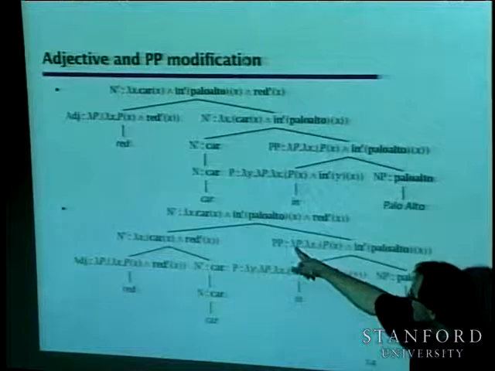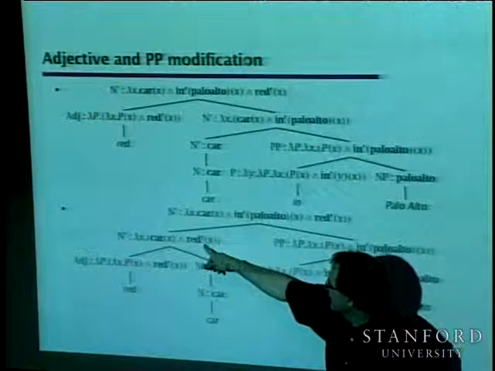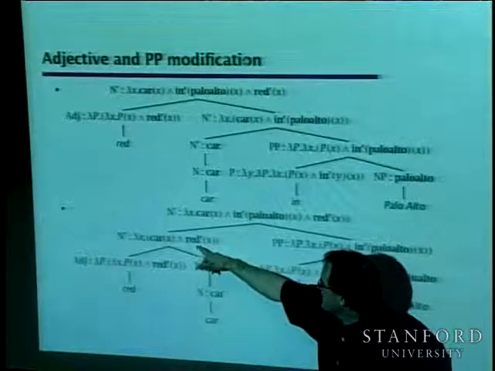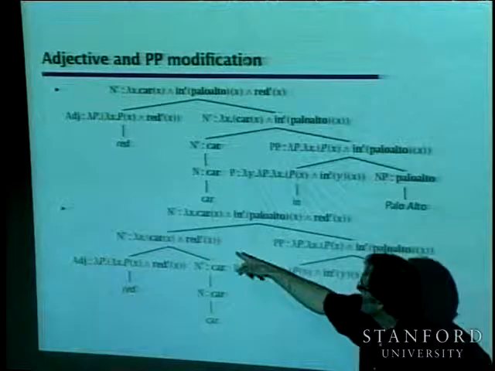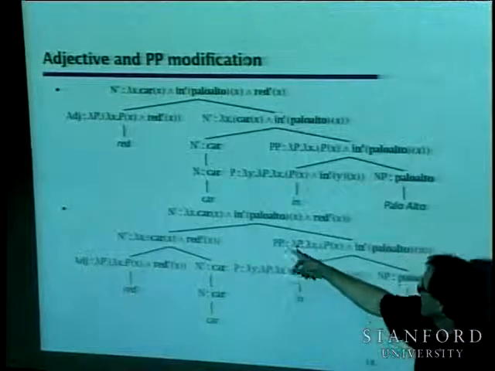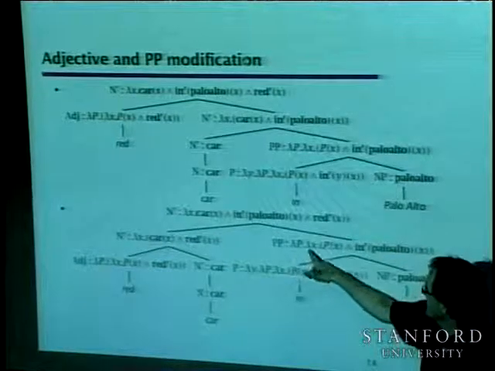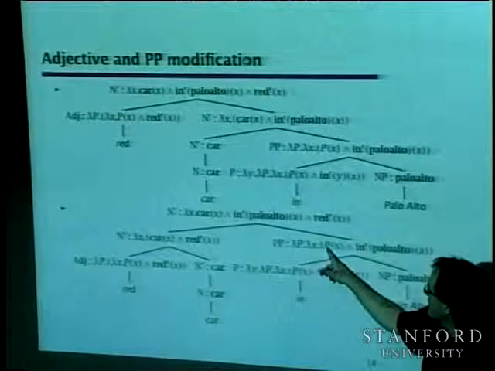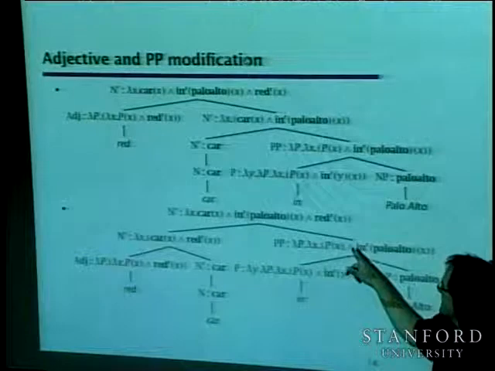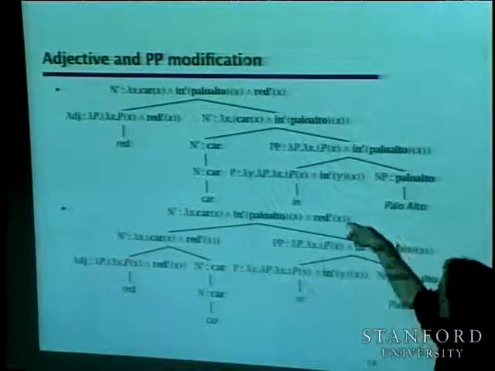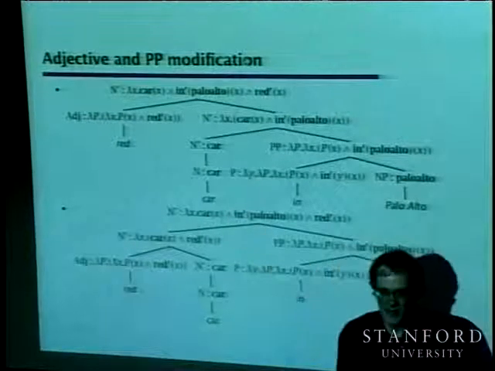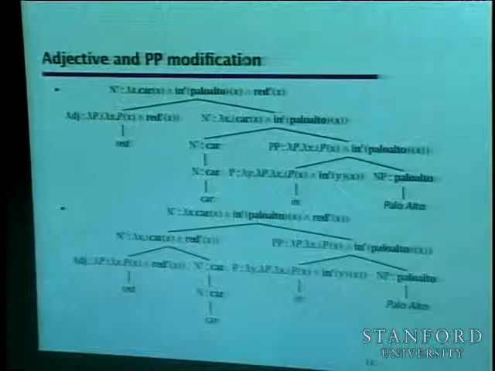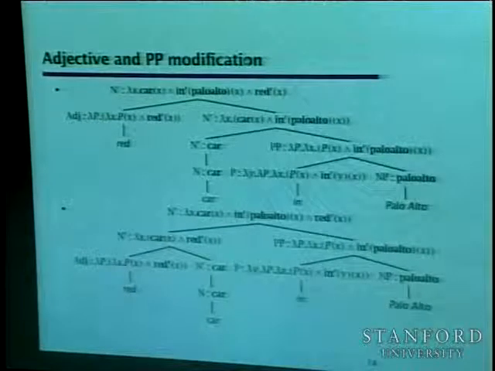And so here it takes as its argument things that are red cars, and so all of this becomes lambda p, and so you substitute in, so then you get lambda x, car of x, and red prime of x, and in prime Palo Alto x, which is then the meaning of the whole thing. Does that sort of make sense?